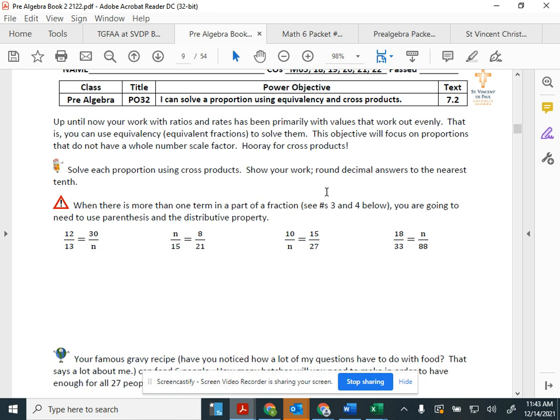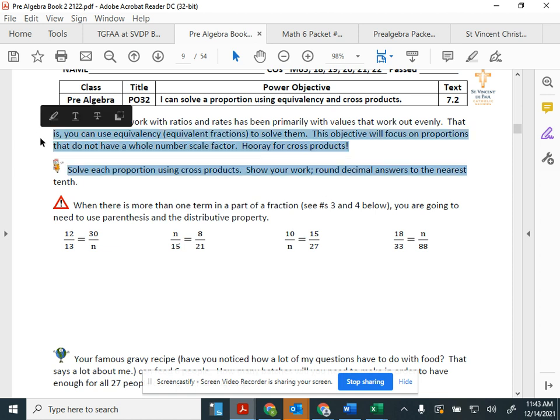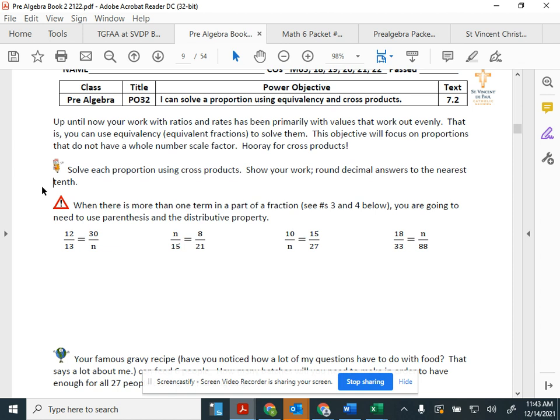Ooh, goodness, Mr. Schultz is making this complicated. So let's see how we do this. Oops. With this one, I have to do it over here.